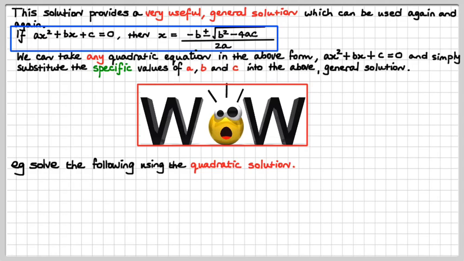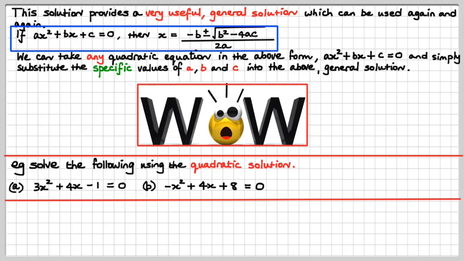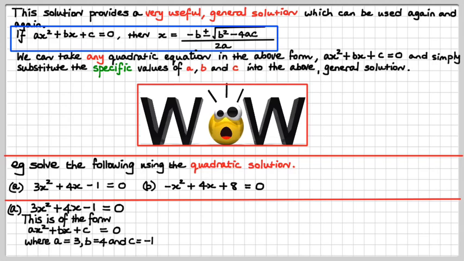For example, have a look at this. Solve the following using the quadratic solution. 3x squared plus 4x minus 1 equals 0. And the second one: minus x squared plus 4x plus 8 equals 0. Now, let's go. The first one. This is of the form ax squared plus bx plus c equals 0, where a is 3, b is 4, and c is minus 1.